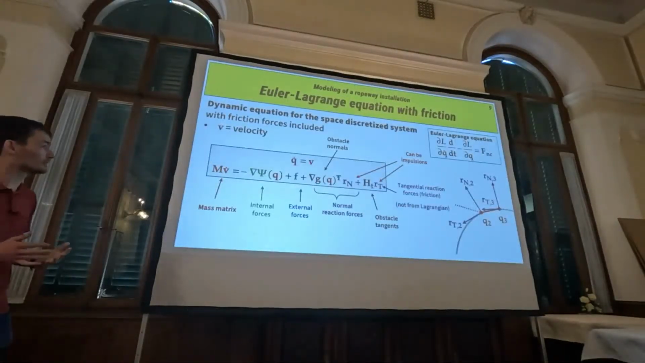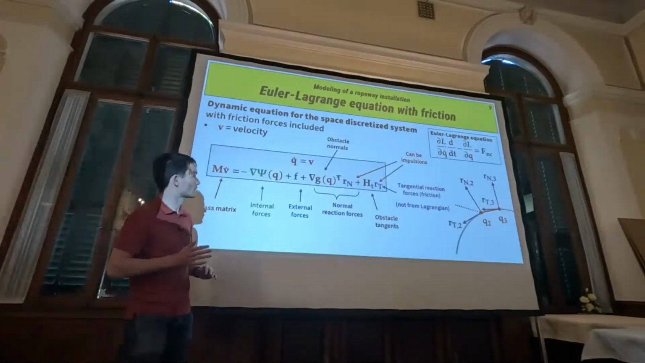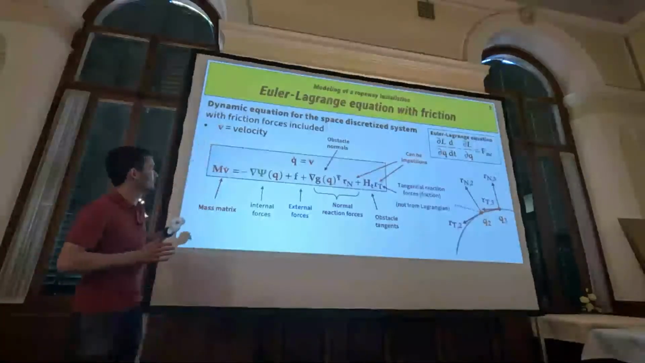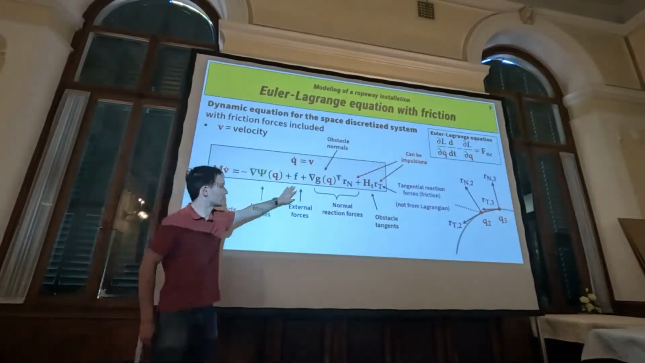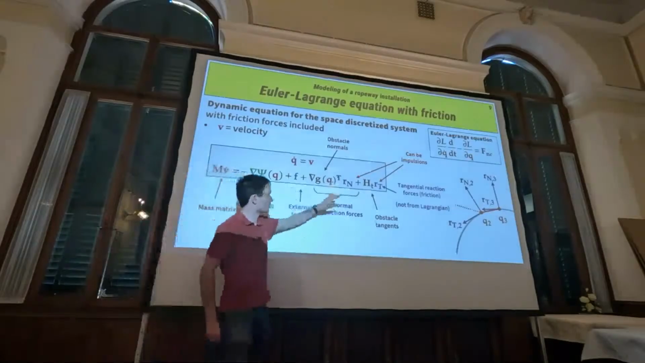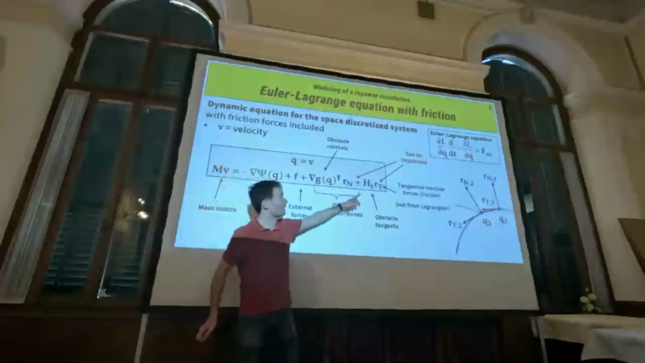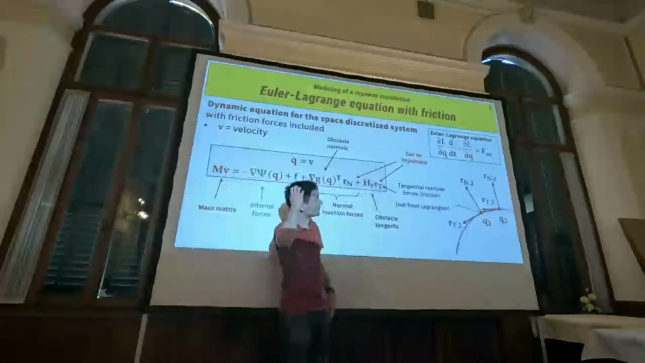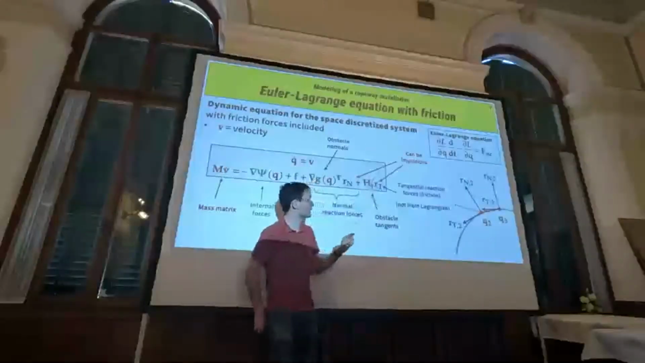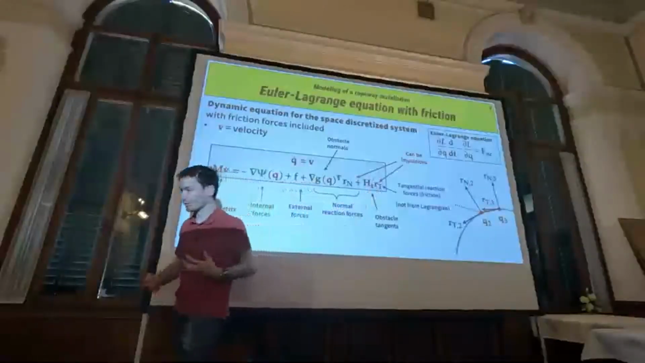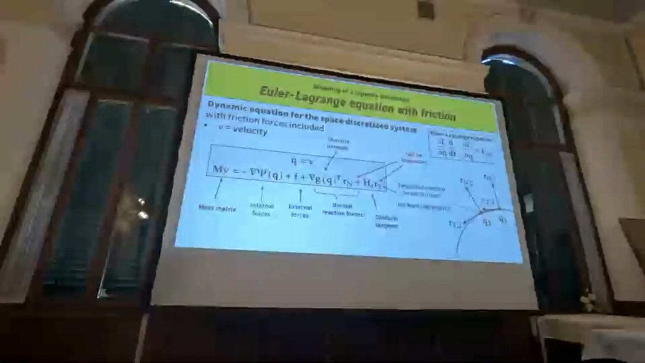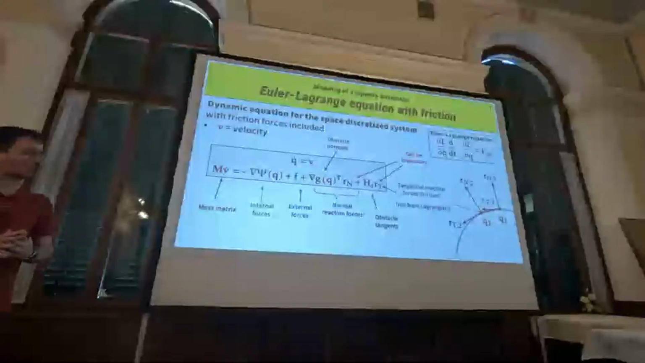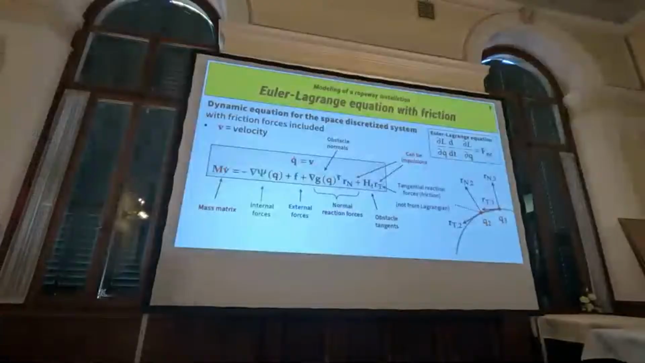From this Lagrangian, we can derive an Euler-Lagrange equation, which looks like that. V is the velocity of the cable, it is Q dot. We have the internal forces, external forces, and the reaction force. We have also added the non-conservative forces that don't fit in the Lagrangian, the tangential friction forces. The contact is 2D, so the reaction forces have only one tangential and one normal component.